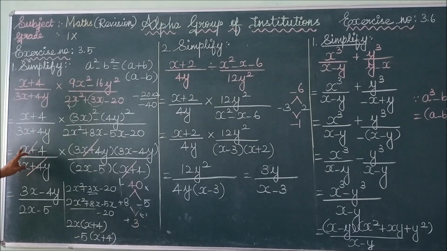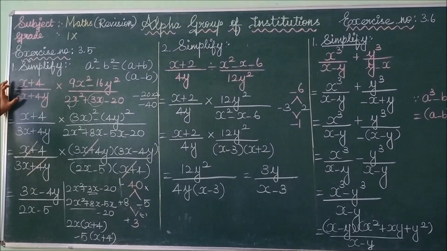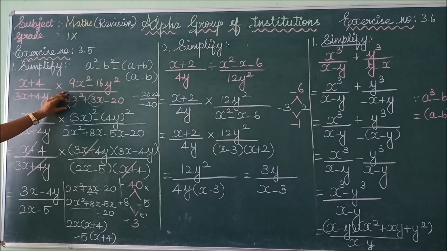So cancel the like terms. Here x plus 4, here x plus 4. Cancelling x plus 4. 3x plus 4y, 3x plus 4y, cancelling this one. What are the remaining terms? 3x minus 4y divided by 2x minus 5. So listen to the question: wherever possible, you can split or else use the identity. If it is factorizable, you can factorize and solve the problem.